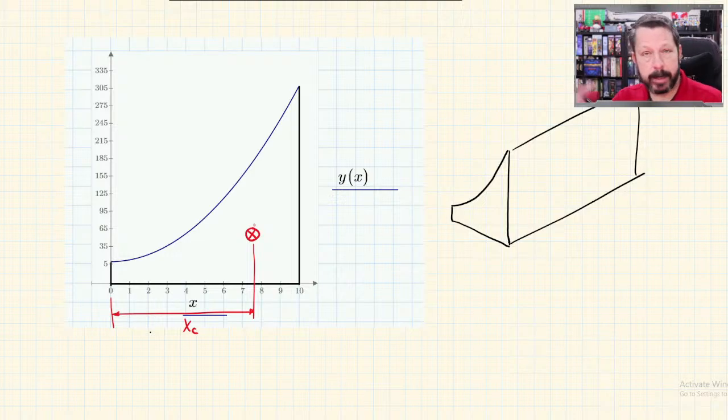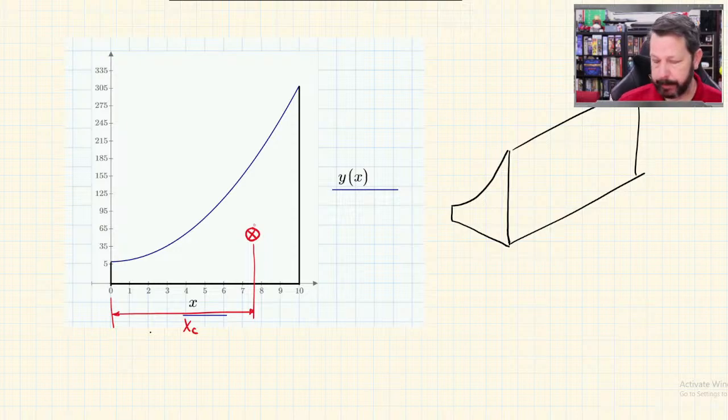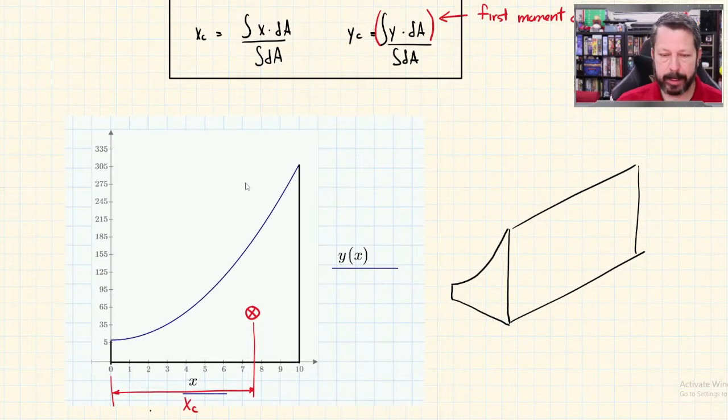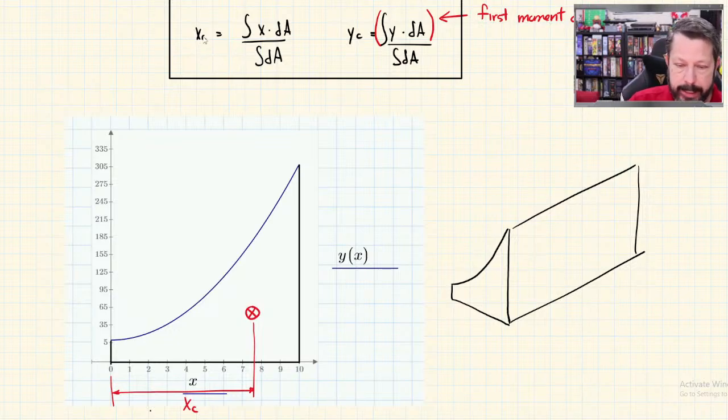It would have a y sub c also. We're just going to do one of them to make it relatively simple. The same process would work for the y sub c, the y coordinate of that centroid. So we need to apply this equation at the top of the screen. X sub c equals the integral of x times dA over the integral of dA. So the integral of dA in the denominator is just the area under the curve. It is this area.